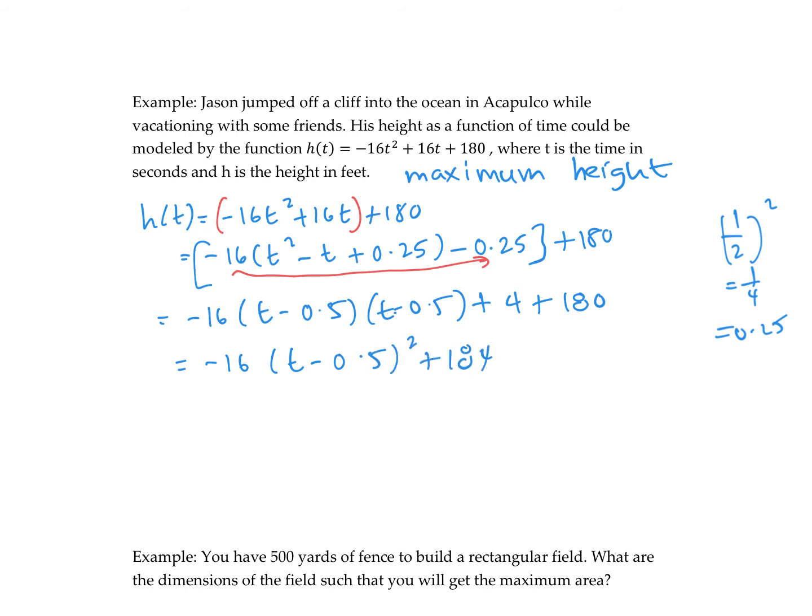So what have I found out? This is my maximum height, which occurs at 184 meters. When does that occur? At time 0.5 seconds. So the x value is representing time, the y value is representing height.